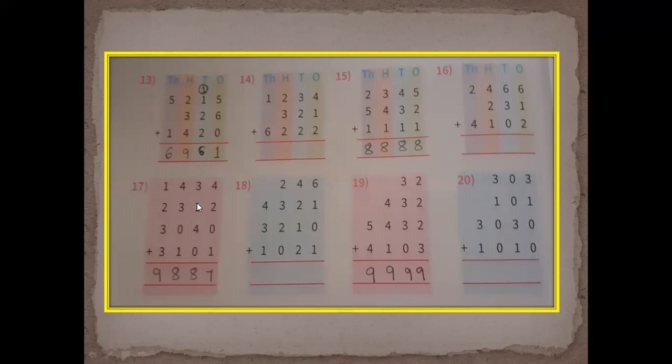See, 3 plus 1 equals 4. 4 plus 4 equals 8. 8 plus 0 equals 8 only. We have to write that 8 in the tens place. And then we have to add the hundreds place digit.